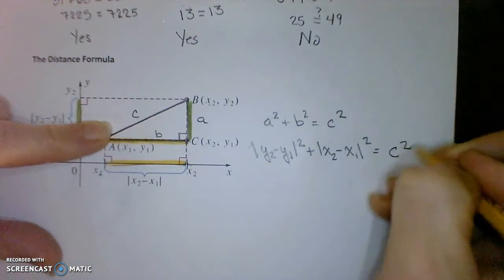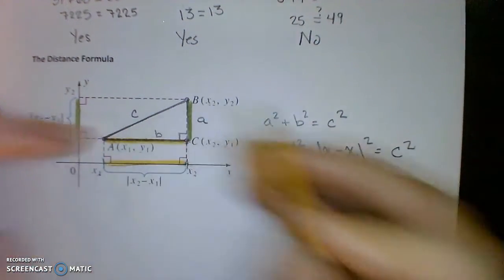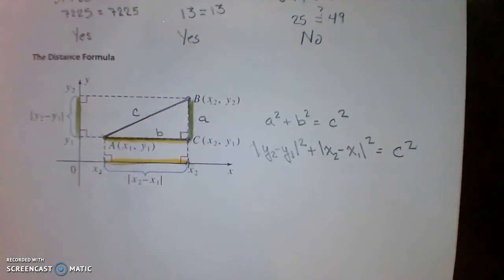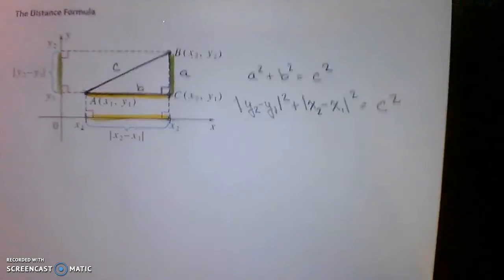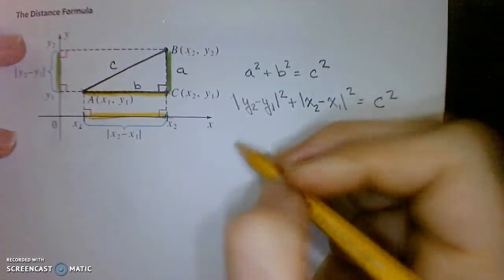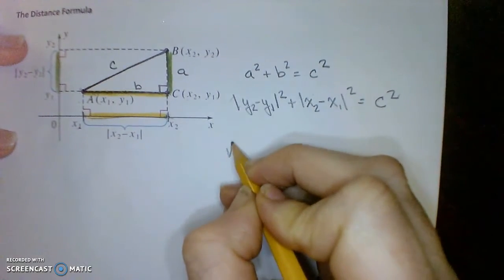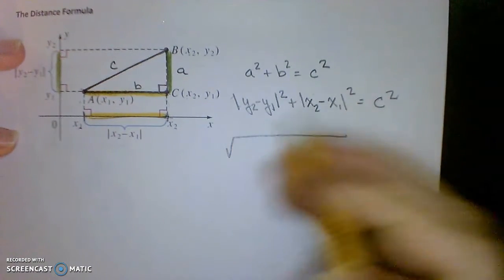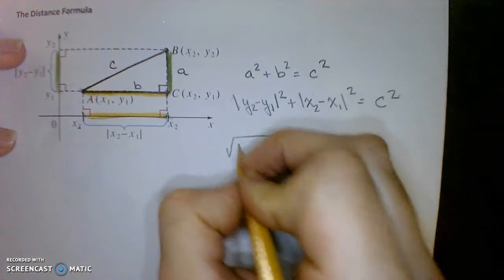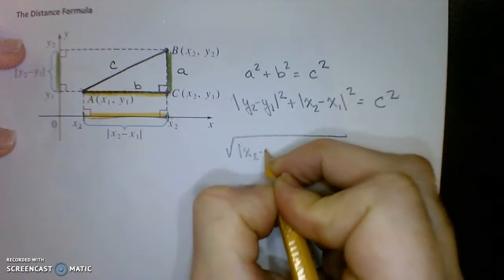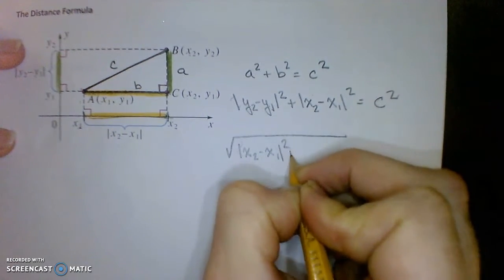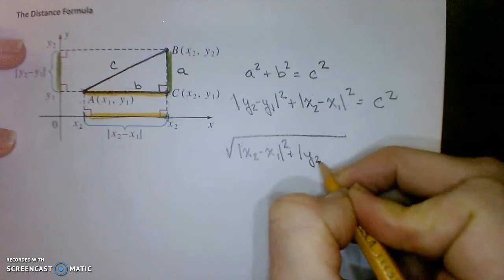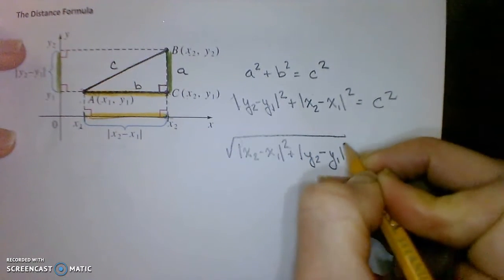And remember that c was what we wanted to use for the distance between the 2 points. So now I can solve for that distance by taking the square root of both sides. So the square root of what's on the inside, and actually just to make it look pretty, I'll write the x's first: x2 minus x1 squared plus y2 minus y1 squared.